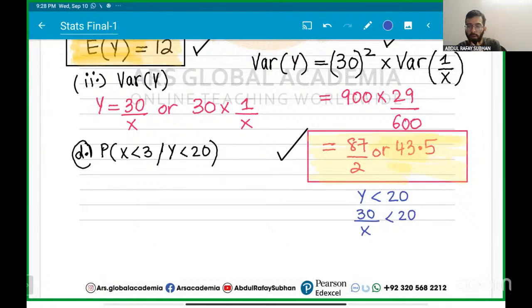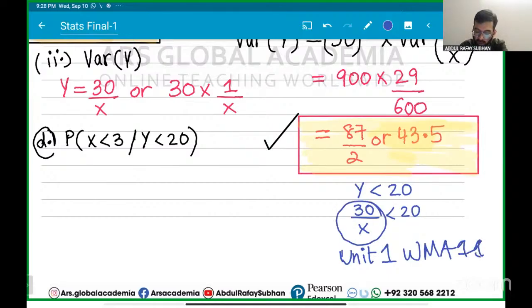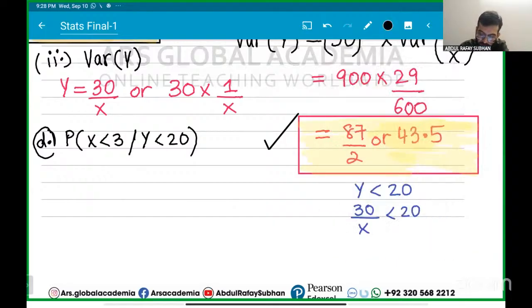You have to apply a concept here. That's why it's a tricky 5-mark question. Students have to apply a concept from Unit 1 of the Edexcel WMA11, about solving inequalities, chapter 3 of Unit 1. If you have x in the denominator, how do you get it into the numerator? By multiplying on both sides. Is everyone following and understanding?